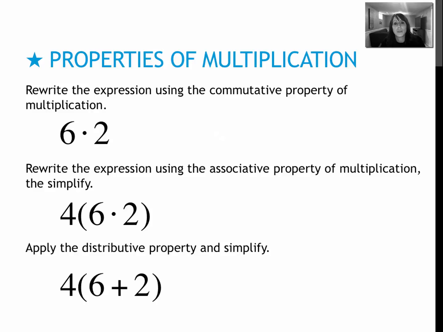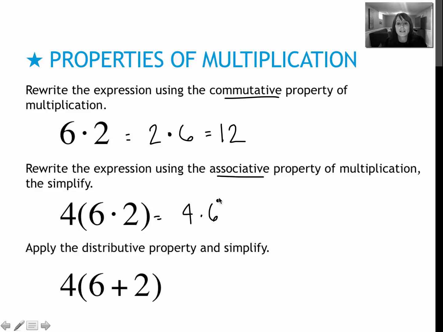Try these 3 on your own, then press play to see how you did. For the first one, 6 times 2, using the commutative property, just says switch the order of the two. Commutative is order, so now it's 2 times 6. They didn't ask me to, but to simplify, I would turn that into 12. For my second example, the associative property says rewrite it with different groupings. So I'm going to take 4 times 6 and then times 2. And if I then simplified, 4 times 6 is 24, and 24 times 2 is 48.